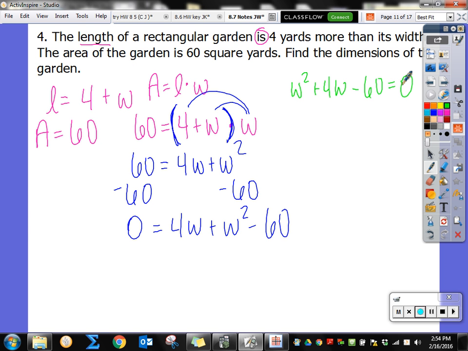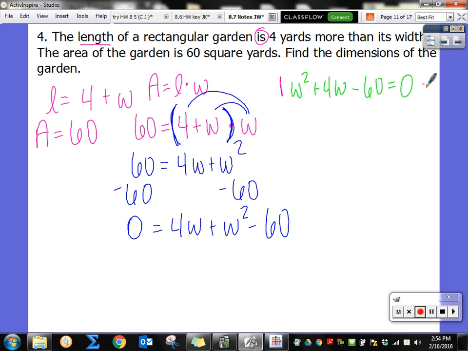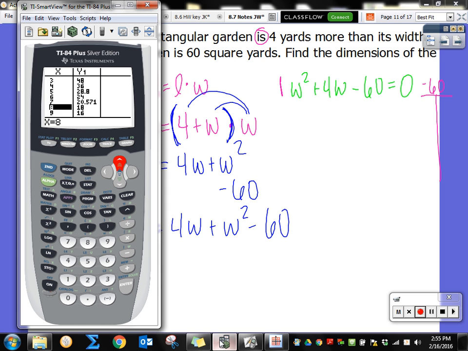Is this shortcut or not shortcut? Shortcut, because I have a equals 1. So I have 1 times negative 60. Then what are two numbers that will multiply to negative 60 but add to give us a positive 4? What is it? 15 and 4, but that gives you 11. But people do that a lot. So let's check it real quick.